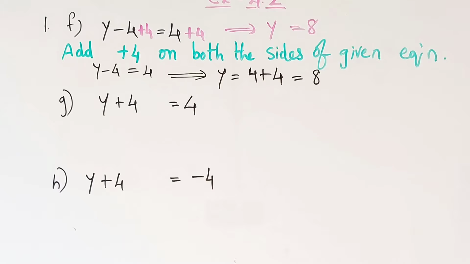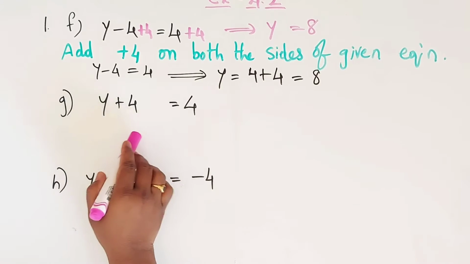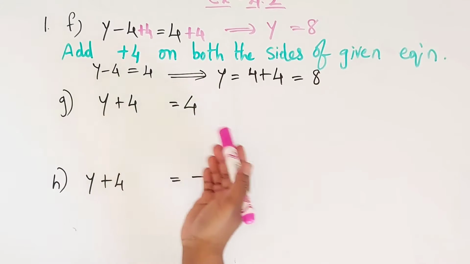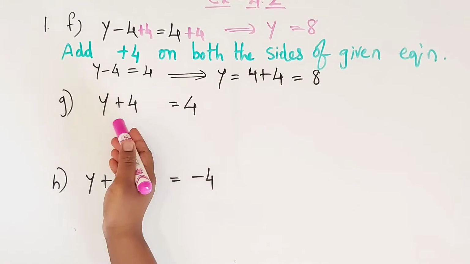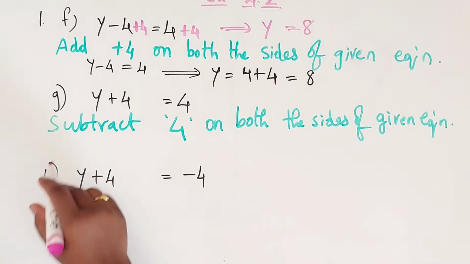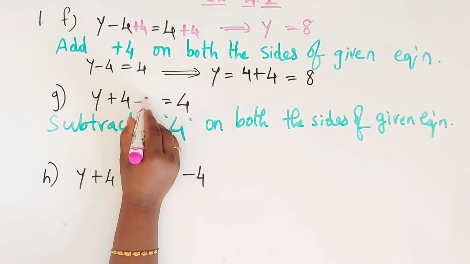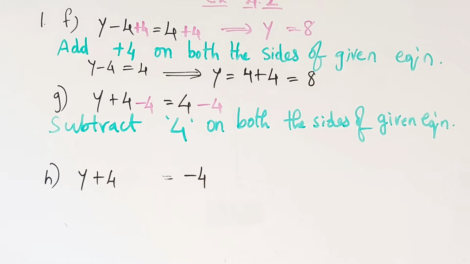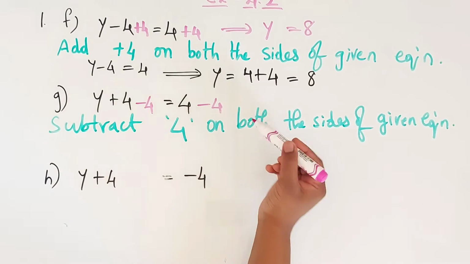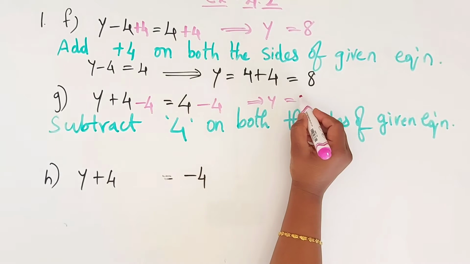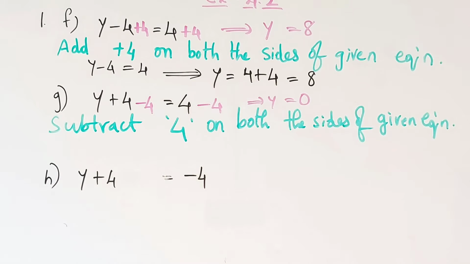Here also 8. Question G, y plus 4 equal to 4. Here we have plus 4 with y. So we have to subtract 4 on both the sides, so that we can cancel plus 4 and minus 4, and we will get only the variable. Right children? Now we are subtracting 4, that means minus 4 here and here also minus 4. So from here y plus 4 minus 4, plus 4 minus 4 is 0. Therefore y equal to 4 minus 4, here also 0. y equal to 0 is the answer.